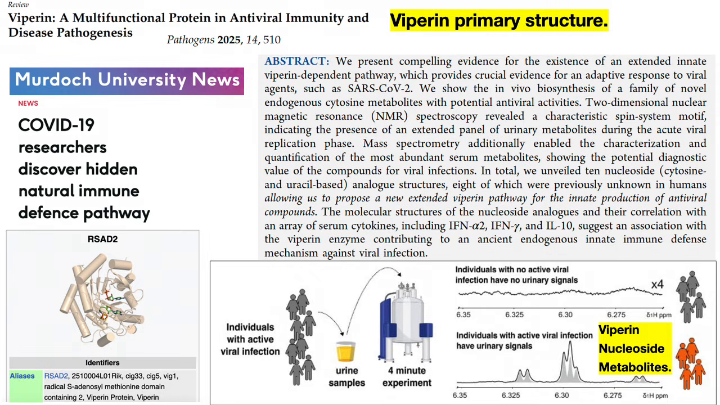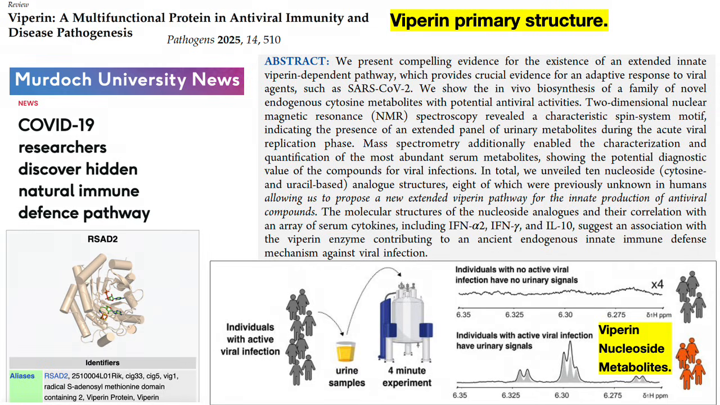The molecular structures of the nucleoside analogs and their correlation with an array of serum cytokines, including interferon alpha-2, interferon gamma, and interleukin-10, suggest an association with the Viperin enzyme, contributing to an ancient endogenous innate immune defense mechanism against viral infection. The Viperin gene family extends beyond 3 billion years.